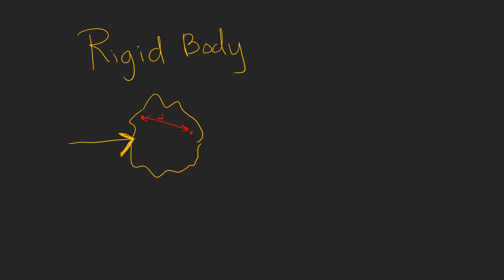And the advantage of modeling objects in the real world as rigid bodies as opposed to deformable bodies is that with a rigid body, if I know the position of a single point on a rigid body in the world, as well as the orientation of that rigid body, then I know the position of every other point on that rigid body.